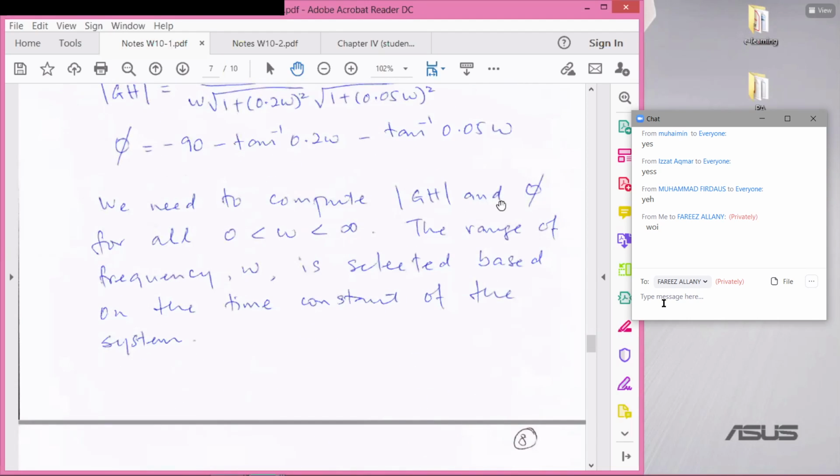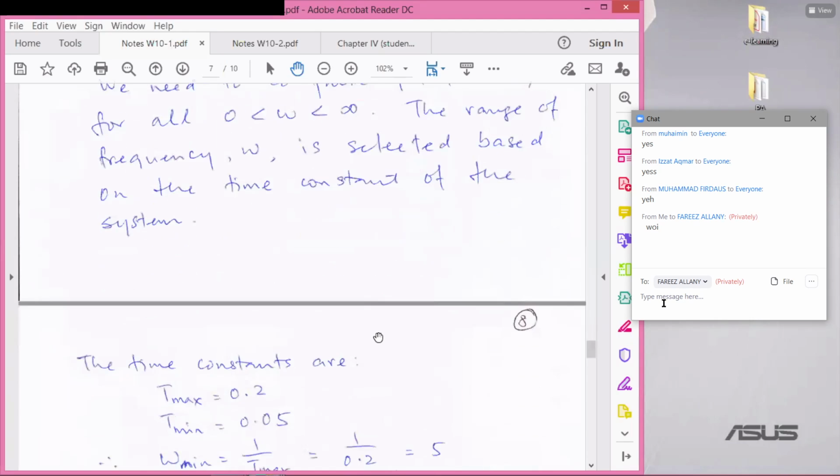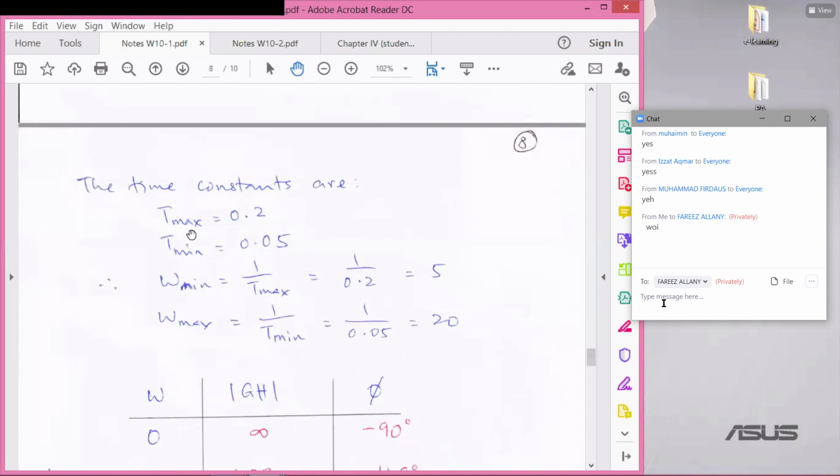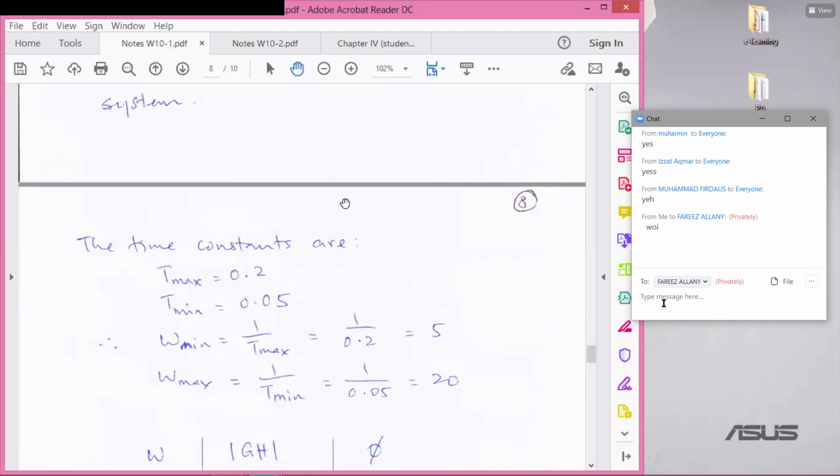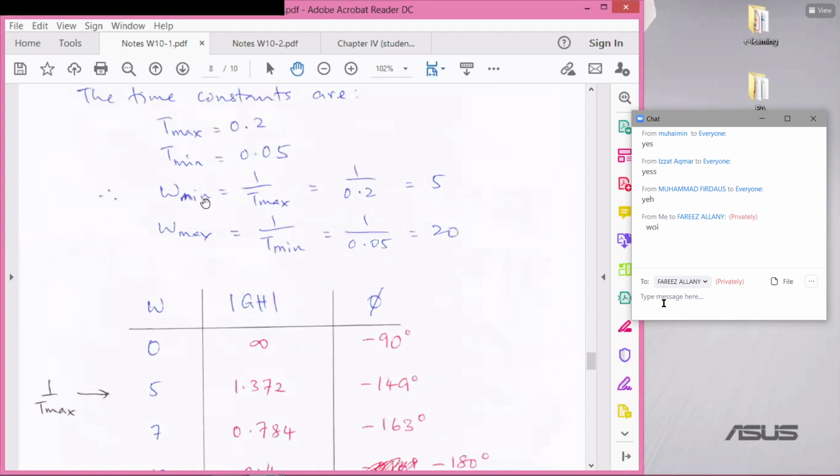So the range is selected using this. Where do you get that? It's right here: 1 plus time constant times s. The maximum time constant is 0.2, and the minimum time constant is 0.05. Taking 1 over that, 1 over 0.2 is 5, and 1 over 0.05 is 20.